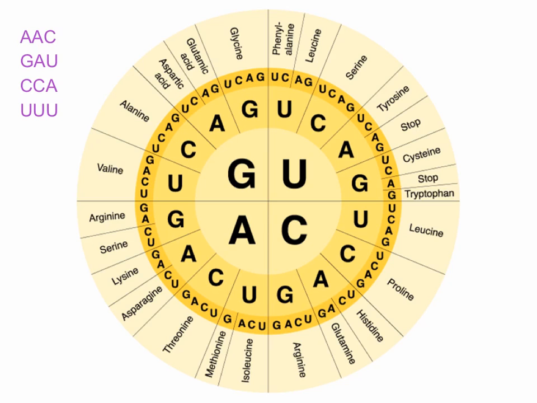So let's practice using the codon wheel to find out the right amino acids for these codons. What amino acids are specified by the codons AAC, GAU, CCA, and UUU? I'm waiting. Hector, begin work now. Alright, so you should have gotten the amino acids asparagine, aspartic acid, proline, and phenylalanine.